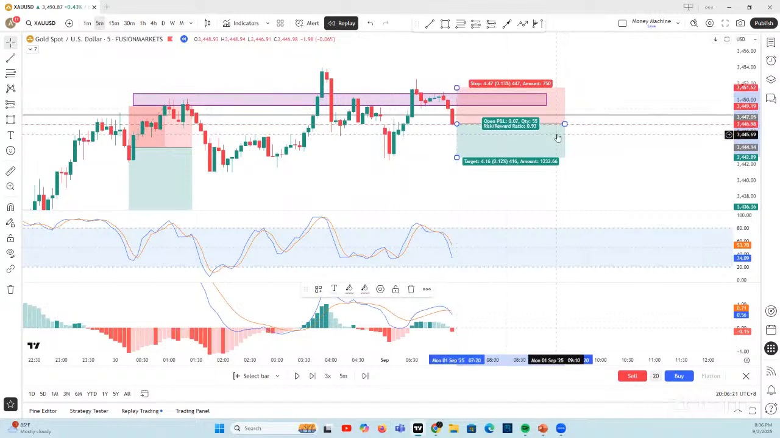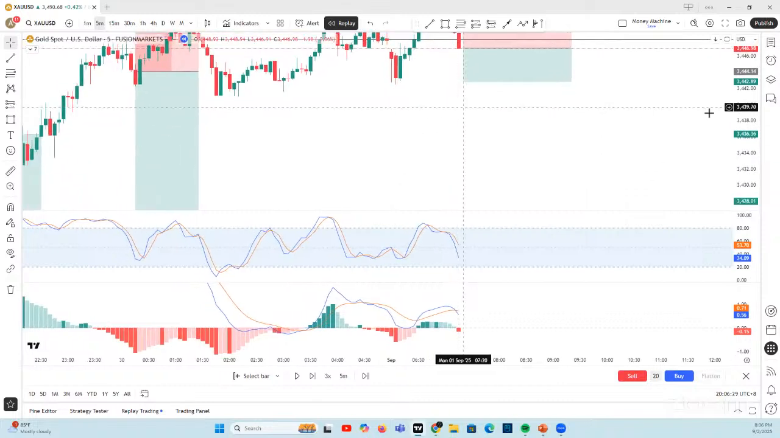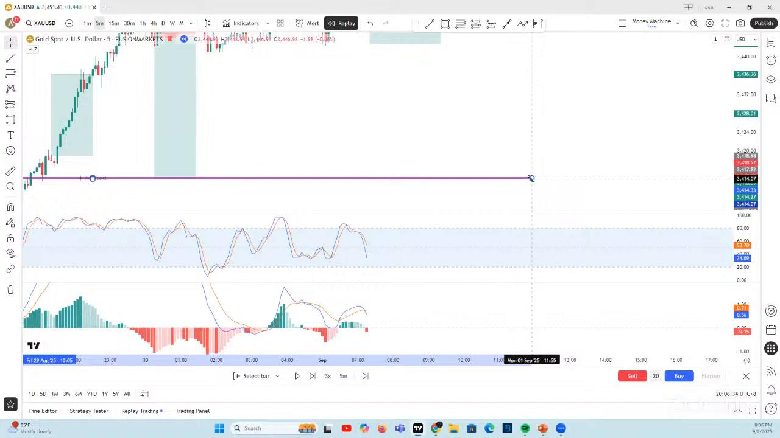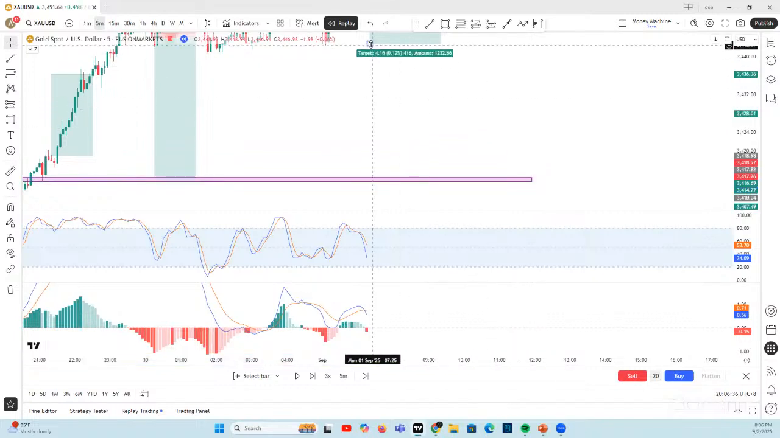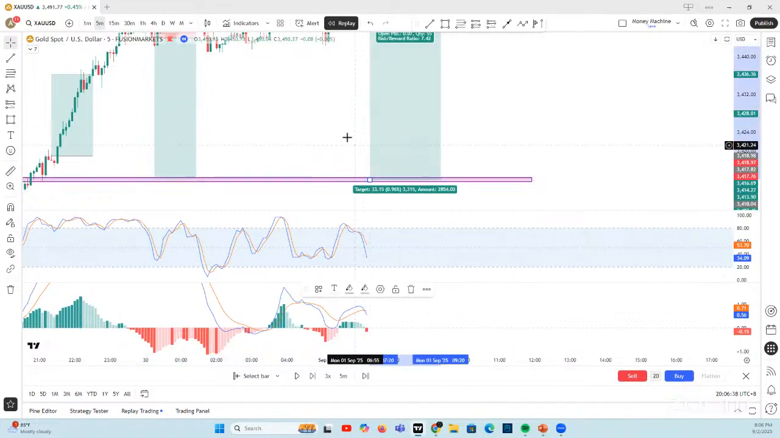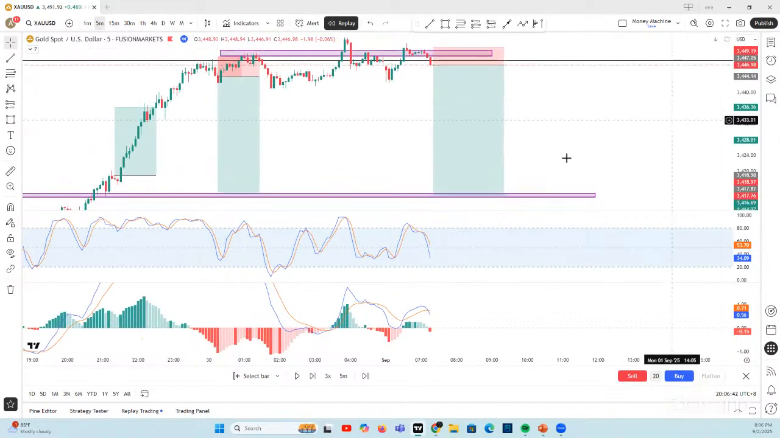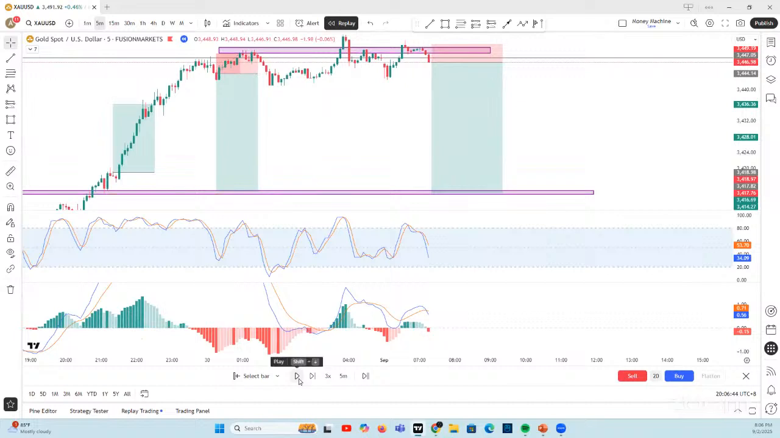What is this? 3446 to 3551. Yes, exactly 50 pips above that. Target the what? Target this key level here, which will give you a 1:7 reward. Let's see, my friends.